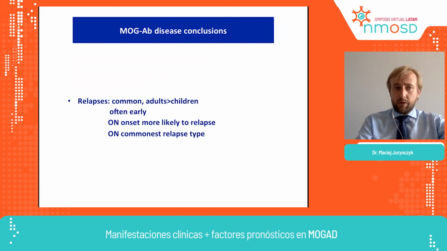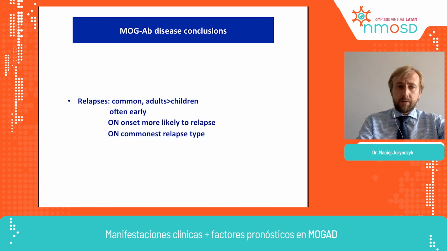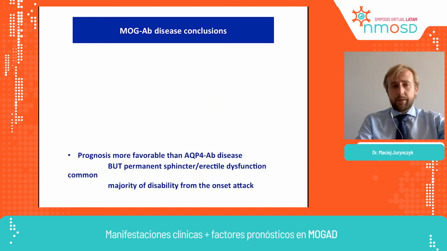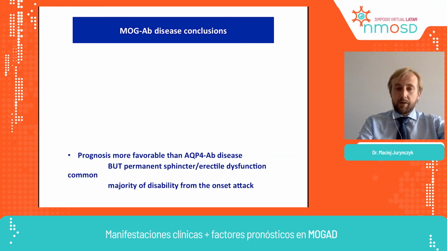Relapses in this condition are quite common, more so in adults than children. They often occur quite early, within the first 6 months from the onset attack. Optic neuritis might be more likely to relapse and is the most common type of relapse. Prognosis is in general more favorable than in aquaporin 4 antibody disease, in particular as far as visual function and mobility are concerned. However, permanent sphincter and erectile dysfunction is quite common. It is also interesting to see that the majority of disability comes from the onset attack, and this is in particular true for patients with optic neuritis.